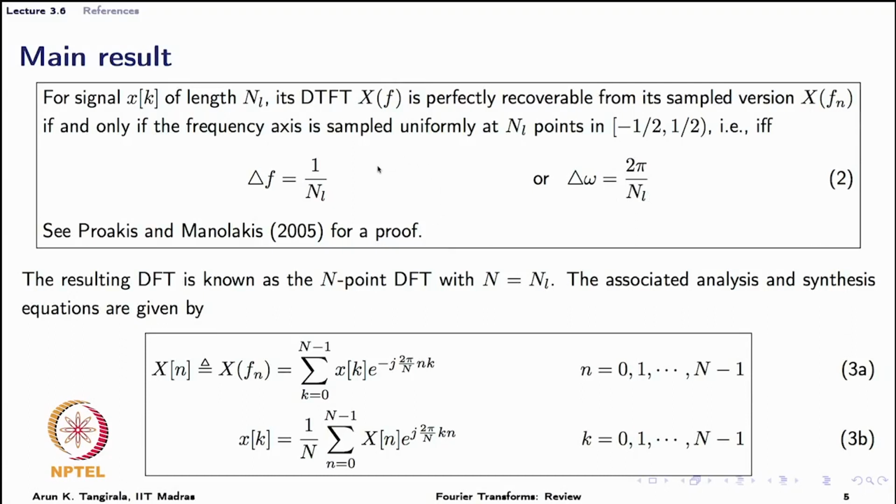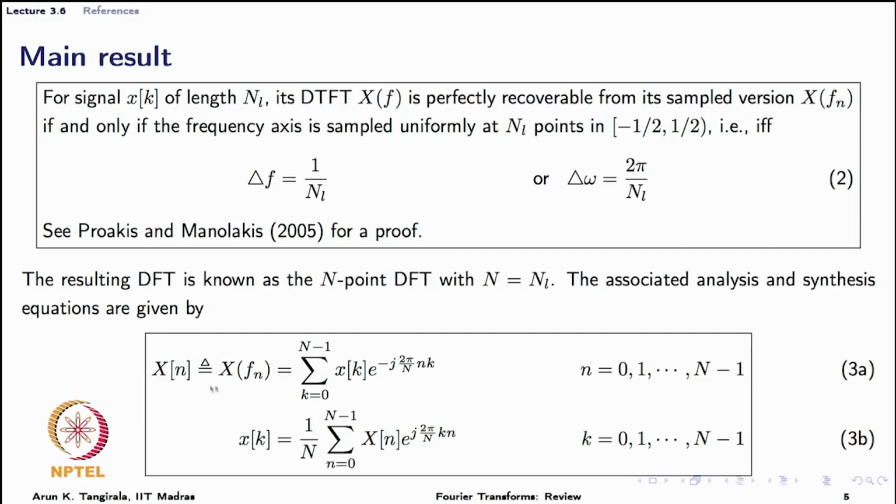You can refer to the book by Proakis and Manolakis for the proof, but there are other books as well that will give you proofs of this statement. That is, they will prove to you that you can recover X(f) from X(f_n). Having accepted this result, we can now talk about the DFT in more detail and also study the consequences of restricting the summation to the observation interval.